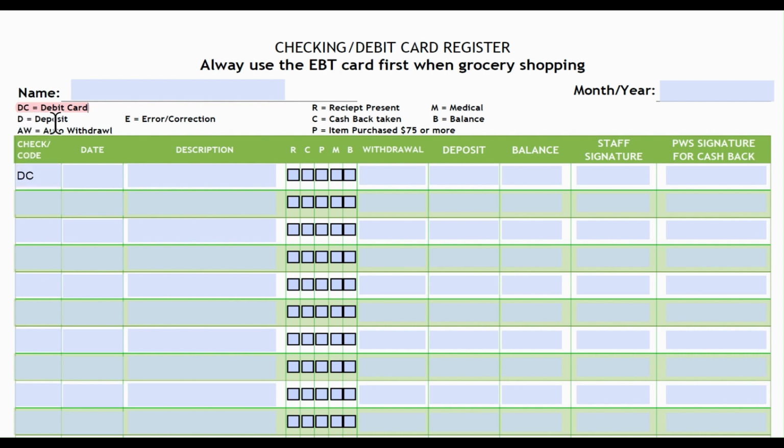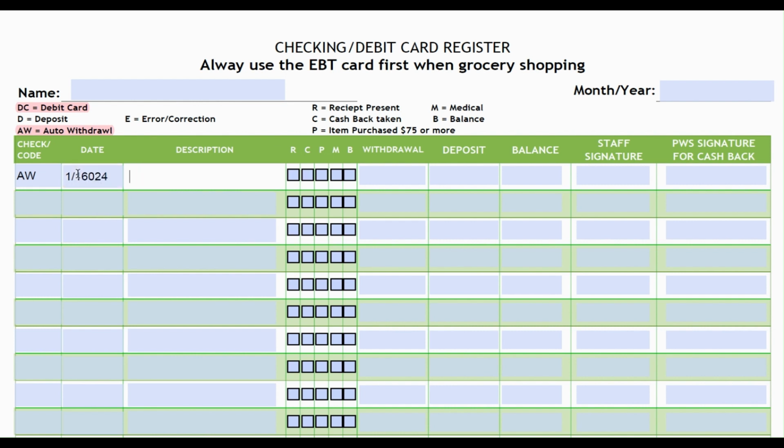If it was a deposit, then we would be putting just a D in that column. A lot of people now have automatic withdrawals coming out of their accounts. So, like the Hulu subscription or Amazon, and the code is AW for auto withdrawal. The next column is the date. So, of course, that'd be just today, which for me is the 16th.